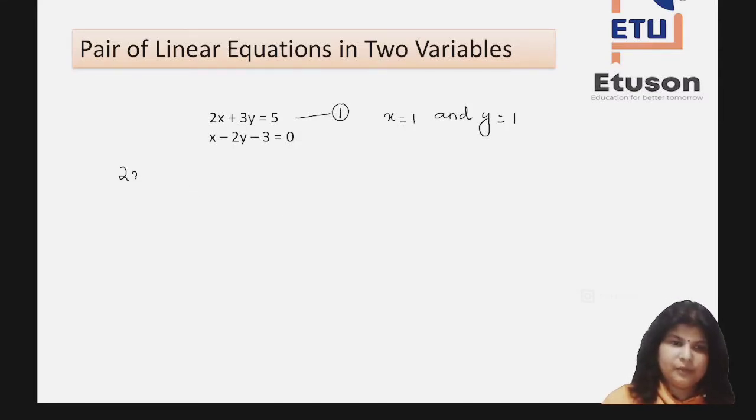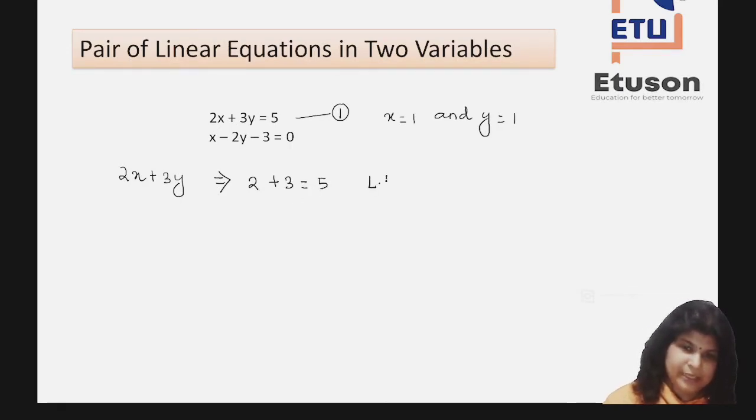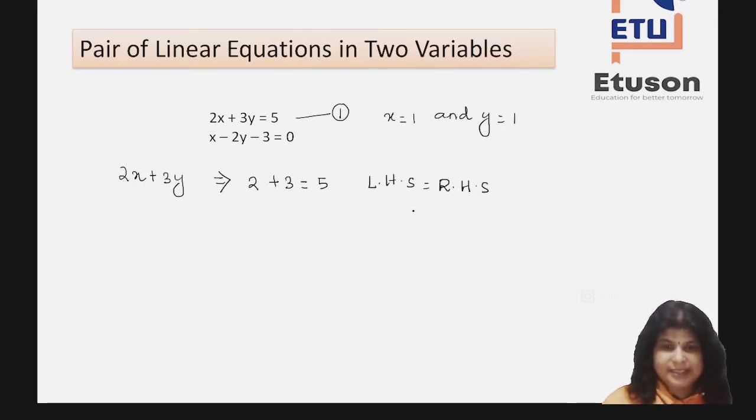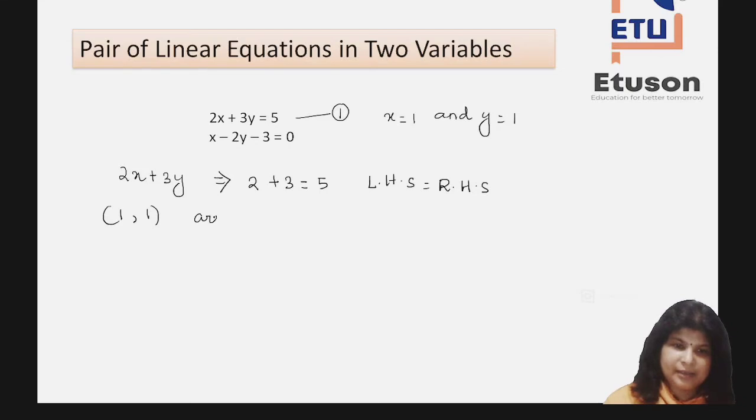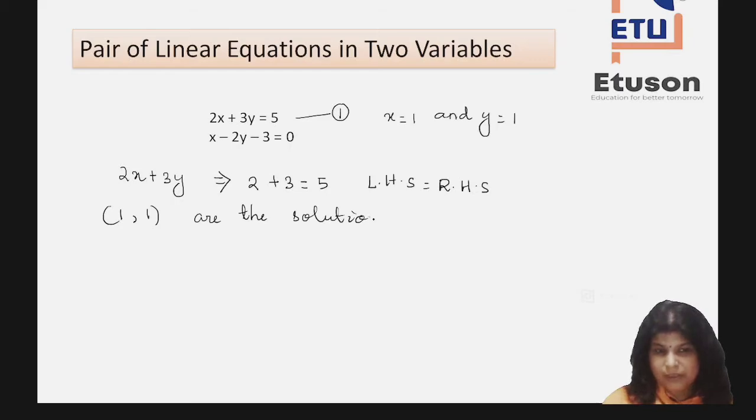So what will be the value of 2x plus 3y? So your 2x plus 3y will be equal to 2 plus 3, which is nothing but equal to 5. So that means your LHS is equal to RHS, and 1, 1 are the solution values. Correct or not? Okay, so this is the pair of. Similarly, if you want to prove this also, you take one more example.